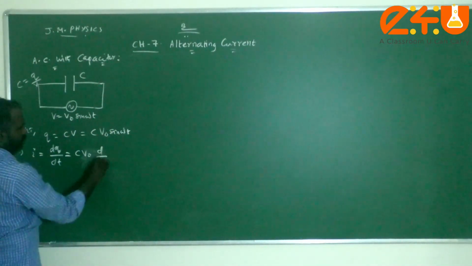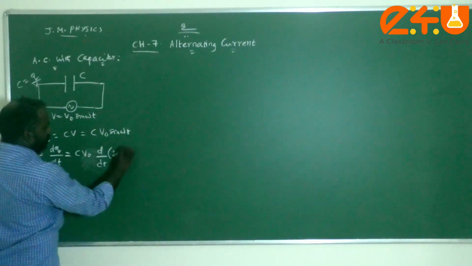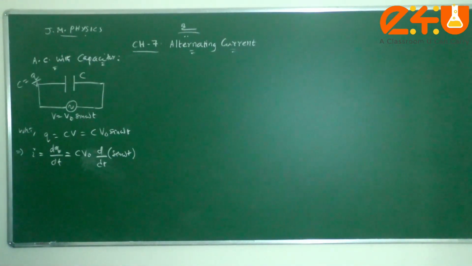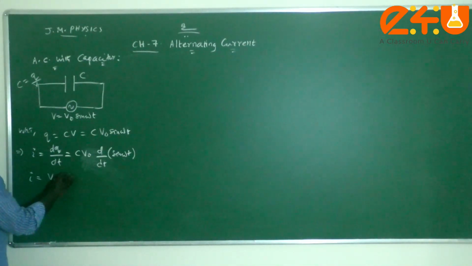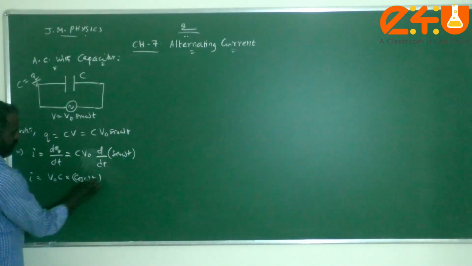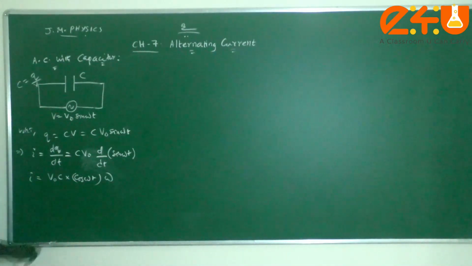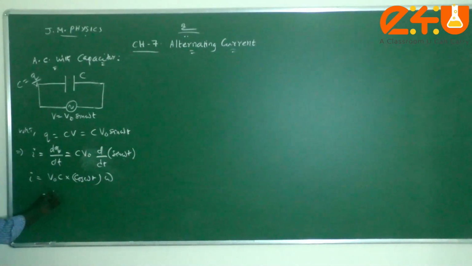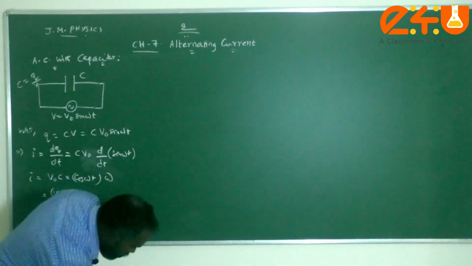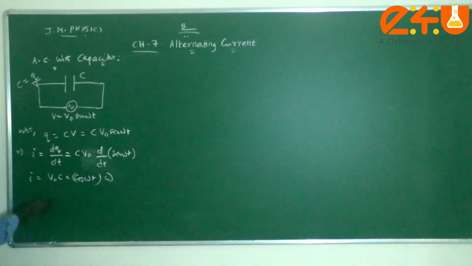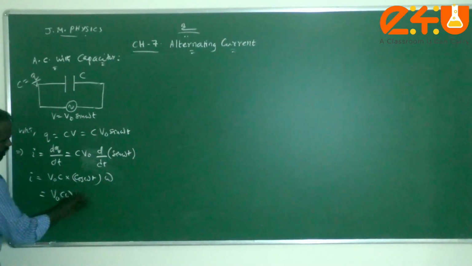So V naught is taken out, and we need d by dt of sine omega t. Therefore I can write that I is equal to CV naught, or V naught C, into the differentiation of this, which is cos omega t into omega. That is equal to V naught into C omega, which is the term we are getting outside of the time varying function. So V naught C omega into cos omega t.